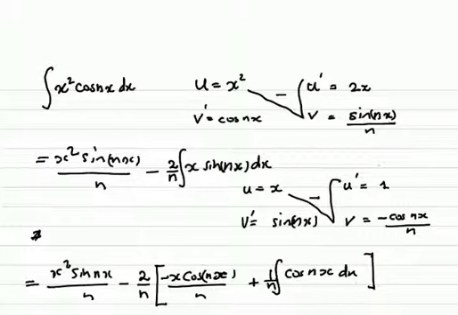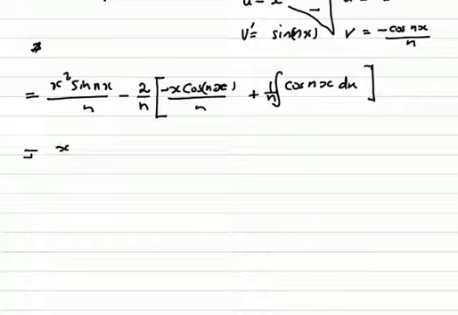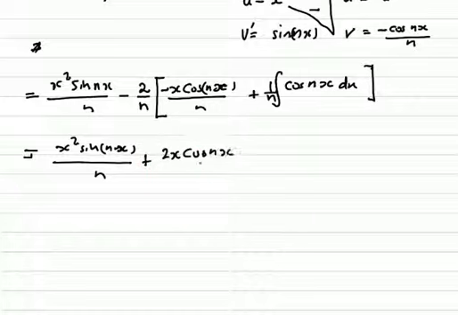So you see now, after differentiating x squared twice, we're at 1, so the next derivative will be 0. But at this point we've got a single function to integrate, you can integrate simply. Then our final integral here will look like x squared sine nx over n. Now removing the brackets here, minus and minus will give us a plus. Then we've got 2x cosine nx all over n squared.